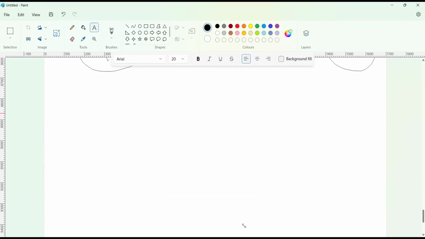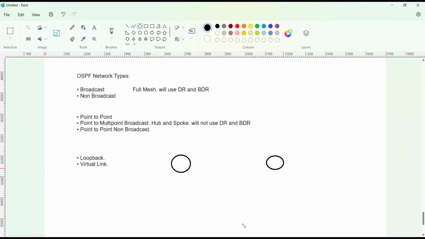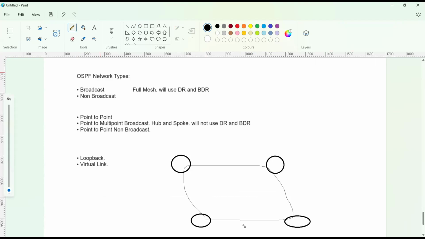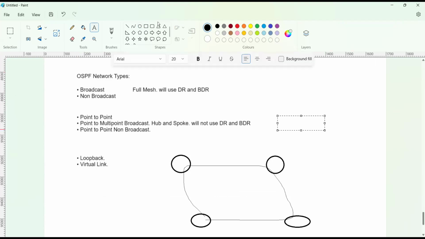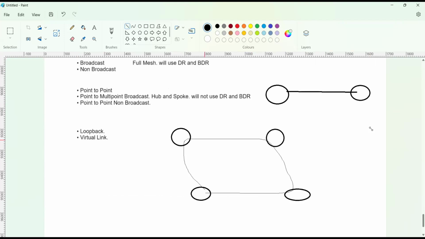What is a full mesh topology? Router 1, router 2, router 3, router 4, likewise. This is a full mesh topology. Now point to point means router 1 and router 2 are directly connected. This is point to point connectivity. Here we will not use DR BDR election.